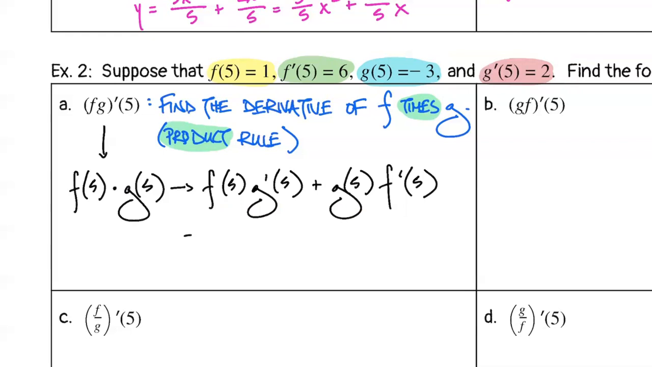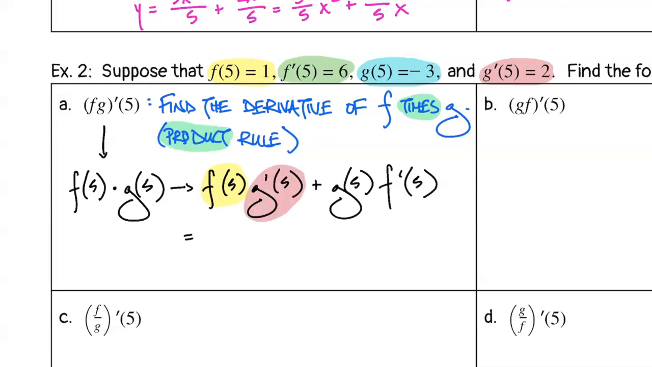Now that we've got our product rule, let's go ahead and substitute in the numbers that were given from our question. So everywhere that I see f of 5, I can replace that with 1. What can I replace g prime of 5 with? Yeah, I can replace it with 2, right? G prime of 5. The question told us it was 2.